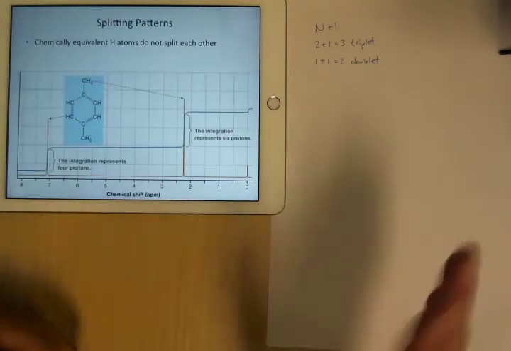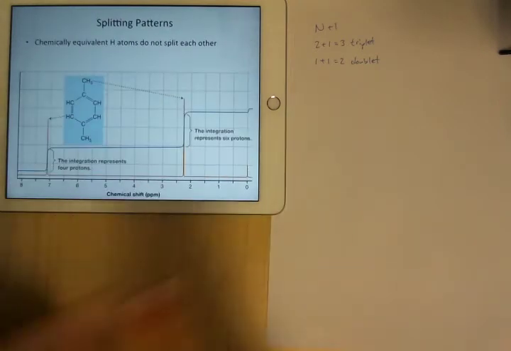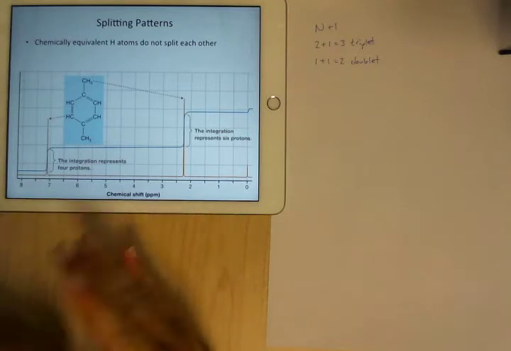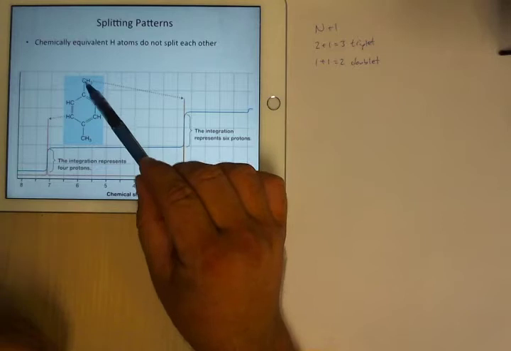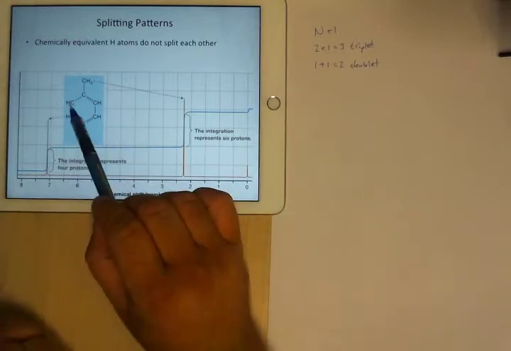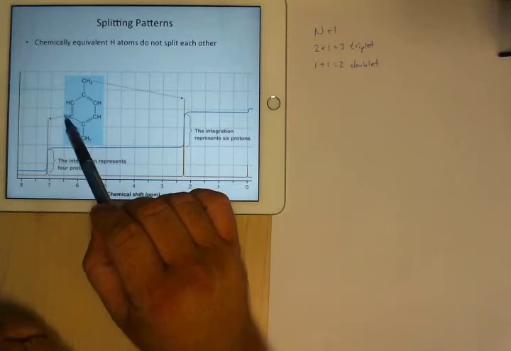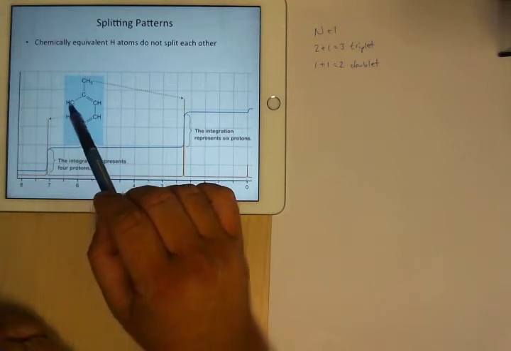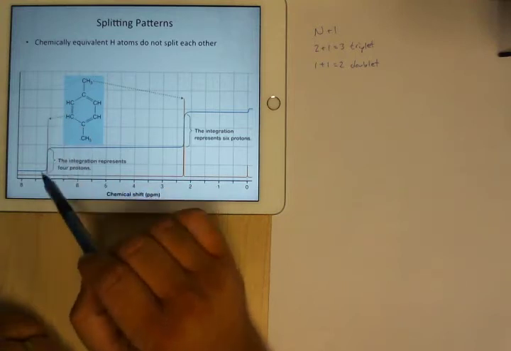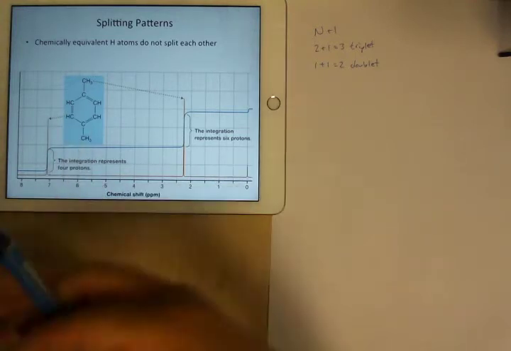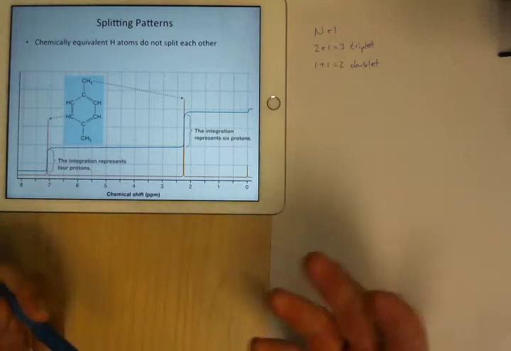Now the splitting patterns. Chemically equivalent hydrogens are not going to split each other. The important thing is these two hydrogens are chemically equivalent to each other. They are right next door to each other, but they do not split each other. So they're still going to get just a singlet, because how many non-equivalent ones are next door?